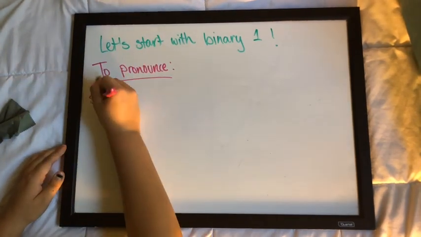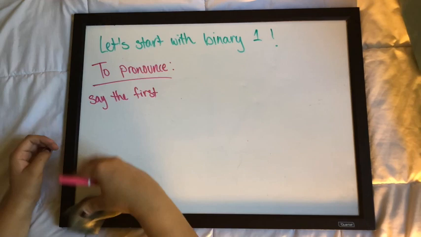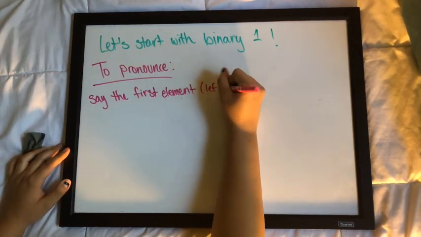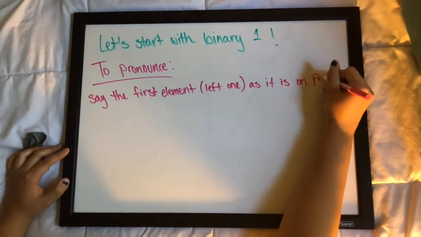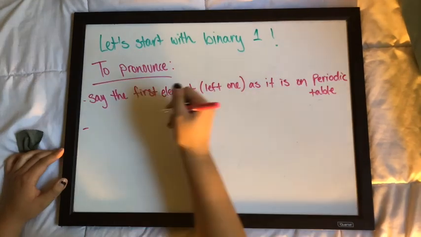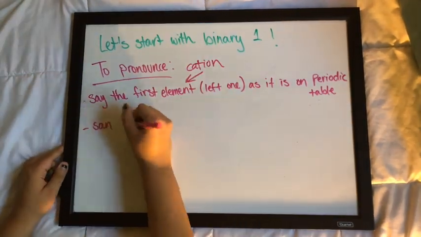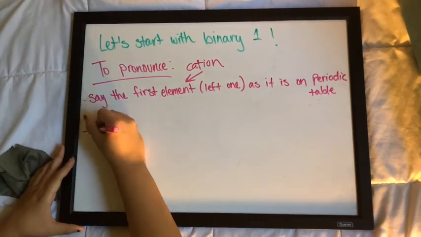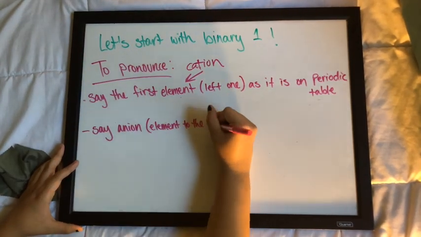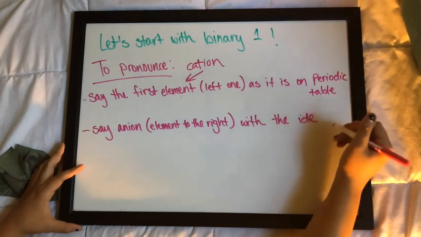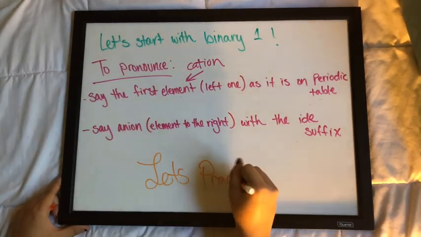So let's practice how to pronounce binary 1. First you're going to say the first element, which is the one on the left, as it is on the periodic table. The left element is also known as the cation. Next, you are going to say the anion, which is also the element to the right, with the "-ide" suffix. Let's practice.